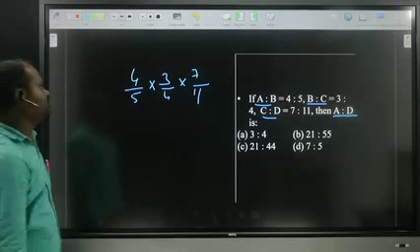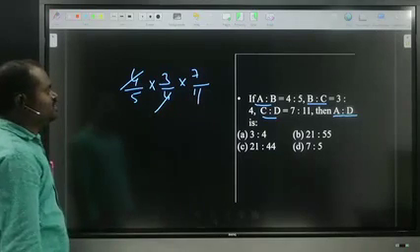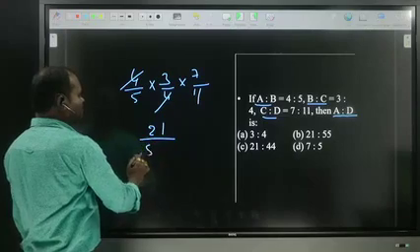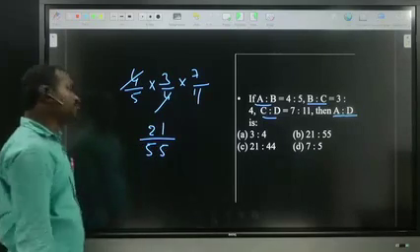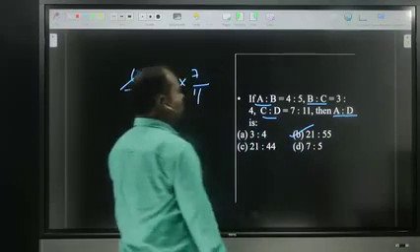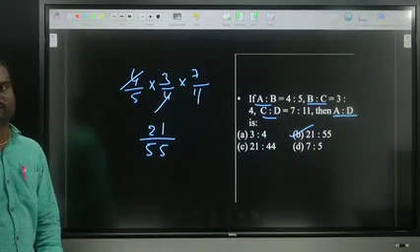Now any cancellation? 4 cancels. That's it, no more cancellation. So 3 sevens are 21, and 5 elevens are 55. 21 by 55. So what is the answer? Option B. Option B, 21 by 55. Option B is the answer. 21 is to 55, right?